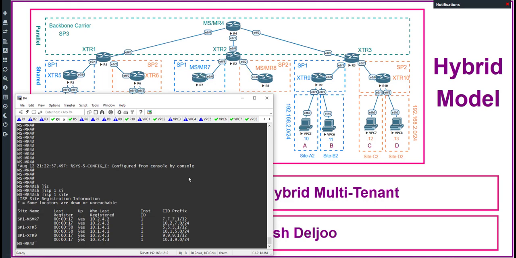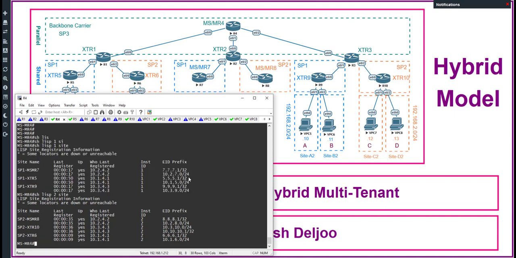It's okay. Also, let me show you show lisp 2 site. This means which LISP sites are available in the LISP instance, for example, LISP site 2. Look at here, as a LISP instance 2. Look at here, SP2 XTR6, this LISP site. As you can see, we learned from the router 1 with the instance of 2, 6.6.6.1/32, the loopback of router 6, and then 10.1.60.0/24, the link between router 1 and router 6.